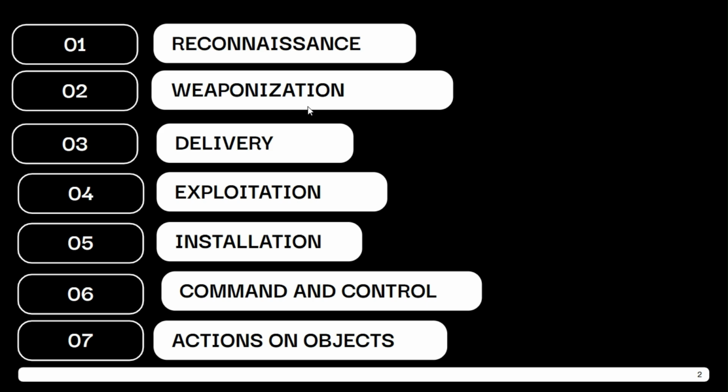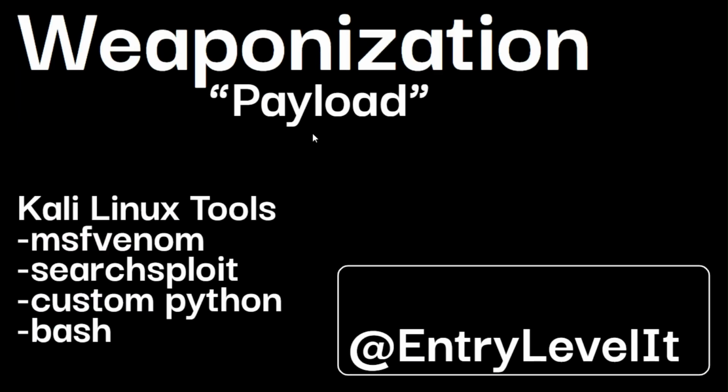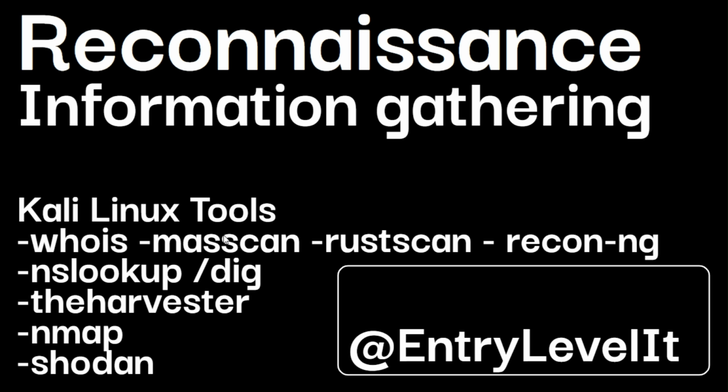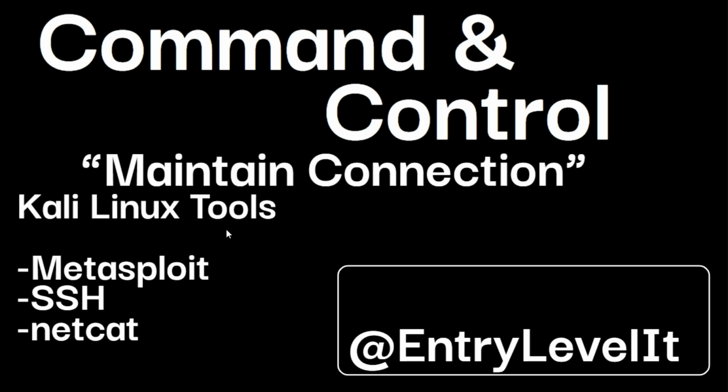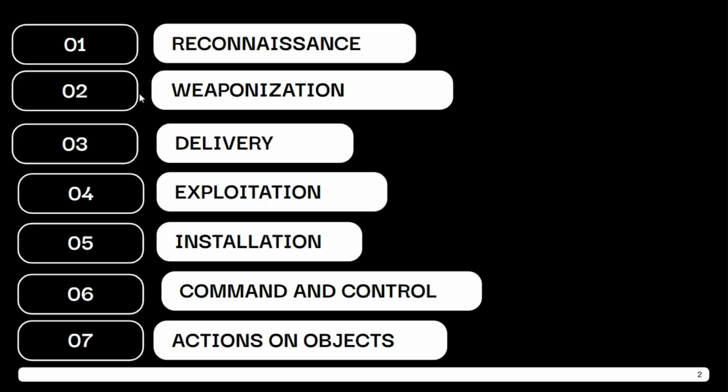So just remember those 7 steps: reconnaissance, weaponization, delivery, exploitation, installation, command and control, and actions on objectives. Okay, if you guys have questions, comments, concerns, ideally we want to go ahead and see some of these tools in action. But nonetheless, that's a story for a different day. Just remember, when it comes to Cyber Kill Chain, you have 7 steps: reconnaissance, weaponization, delivery, exploitation, installation, command and control, actions on objectives.